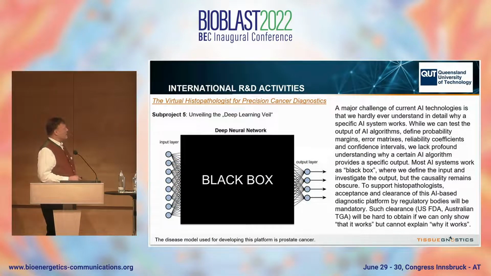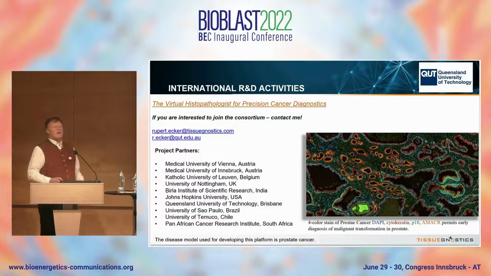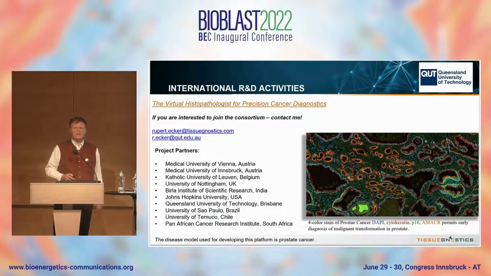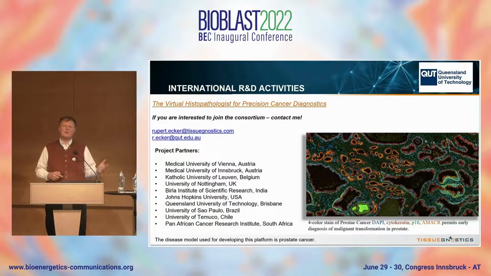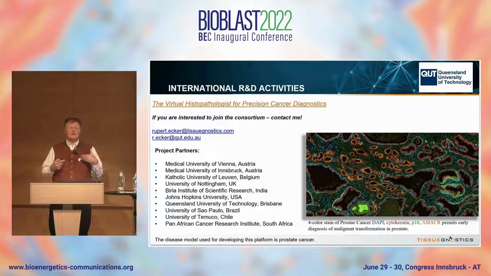And in particular at QUT, we focus, because this is a lot of deep learning work, on what happens in a deep neural network. In a DNN, we usually define the input and see what comes out, but we do not really understand what happens inside. So this is really a purely academic work of better understanding how artificial intelligence can be applied, and this is specifically with relation to regulatory authorities like FDA, for example, where we need to prove and show why something works and not only that it works.